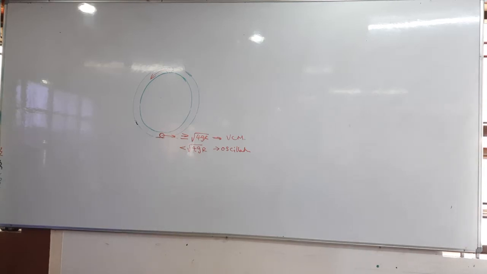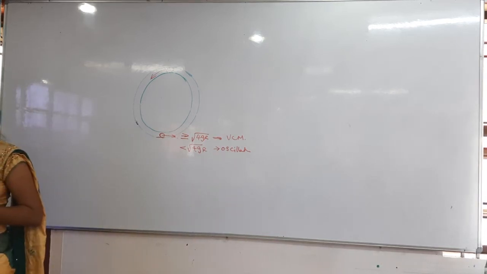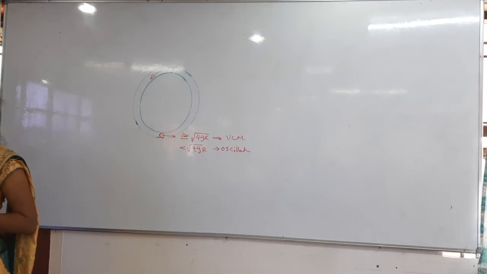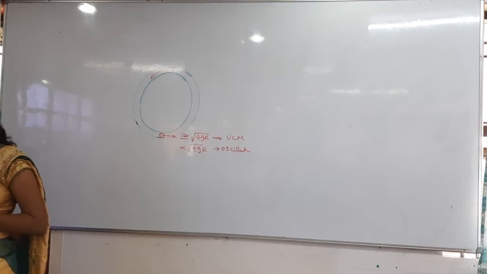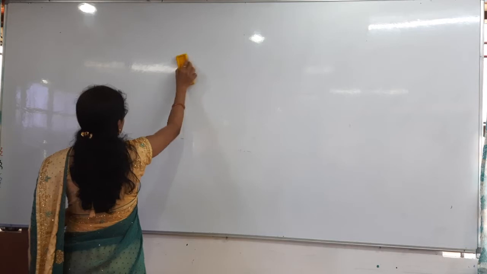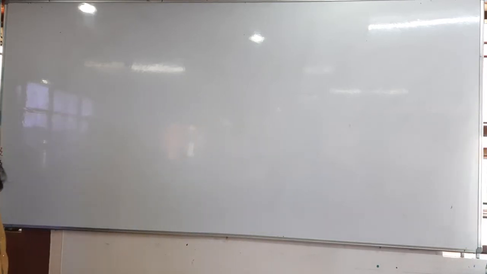A particle of mass m is tied to a massless string of length L. If the particle is given a velocity of root 6 gL at the bottommost point, then find the tension at the topmost point.